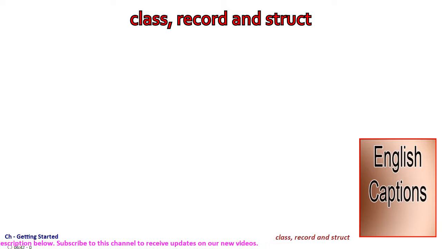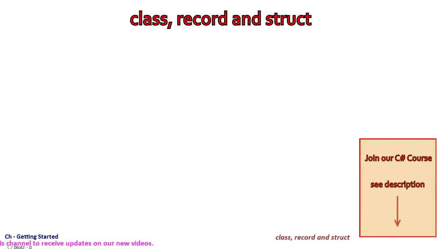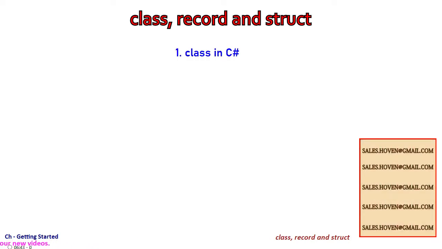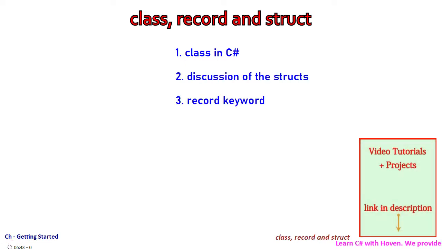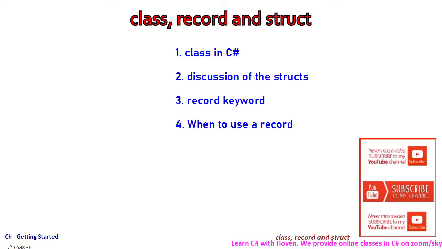We expect you have a very general understanding of object-oriented programming blocks like classes and structs. In this tutorial, we have a quick look at a class in C#, then we have a discussion of the structs, and then a detailed look at the record keyword. The tutorial closes with when to use a record.